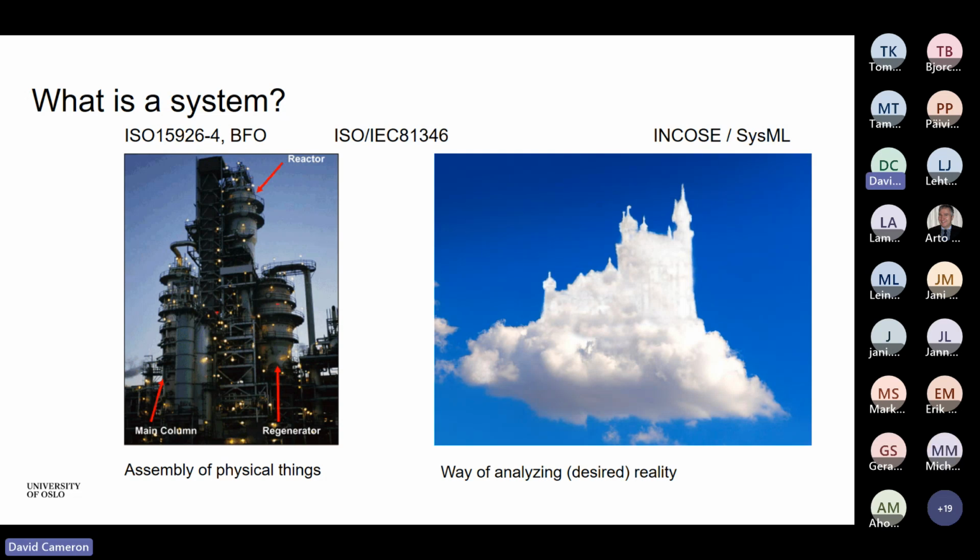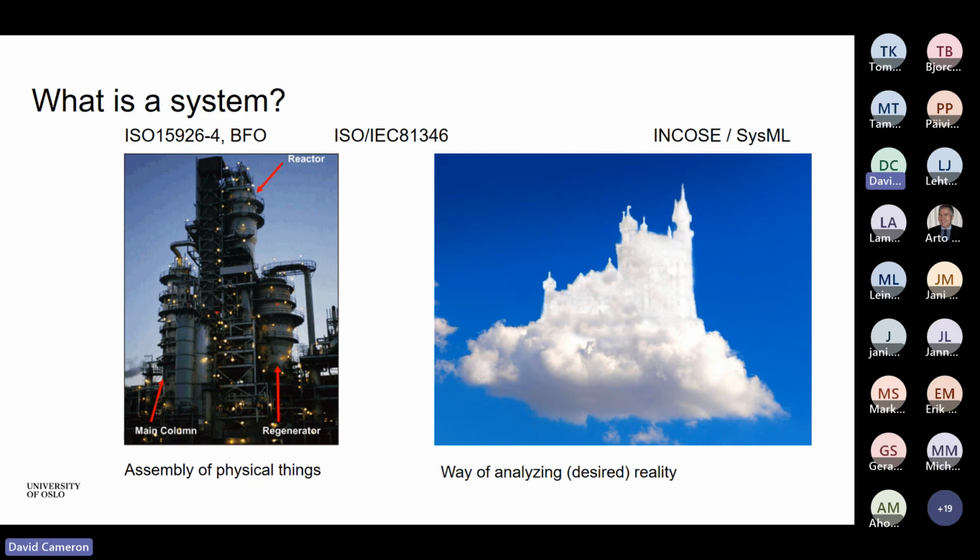A system depends on what perspective you come from. So if you're coming from 15926 Part 2, Part 4, and I just checked Part 11, or the basic foundational ontology view of the world, a system is an assembly of physical things. And every part of a system, I saw in the Part 11 document just now, that ports and interfaces are also physical things in a system.